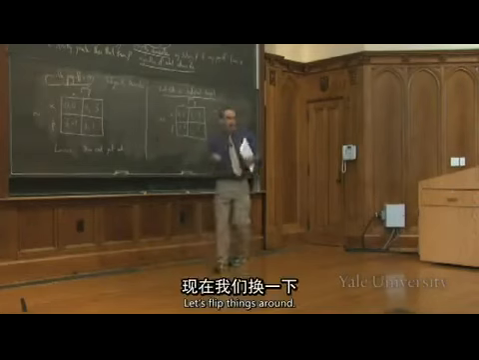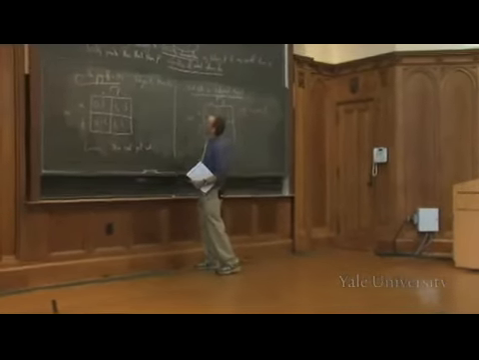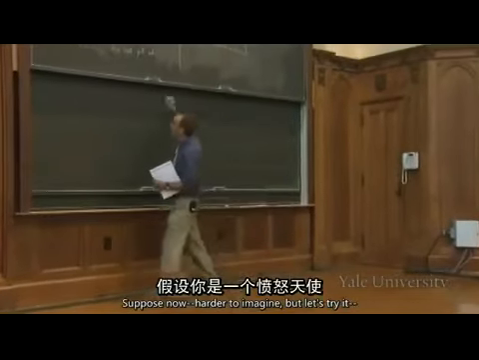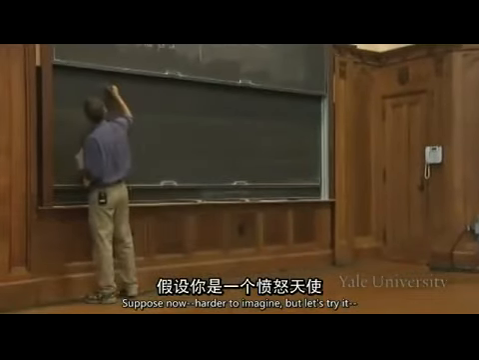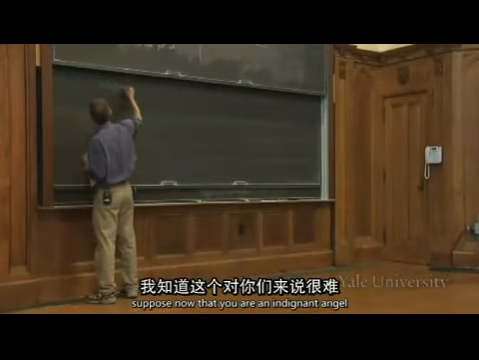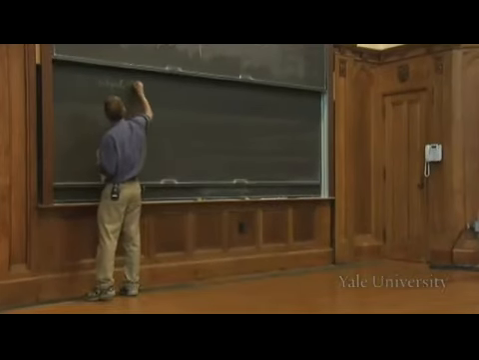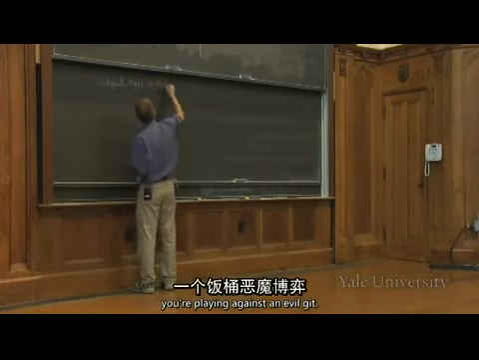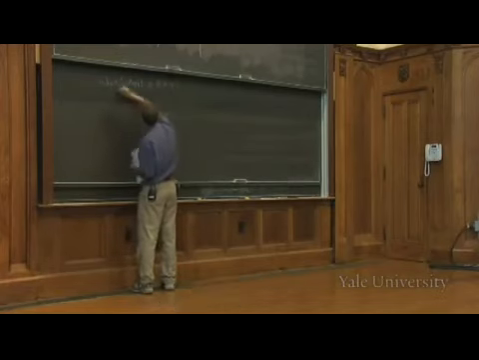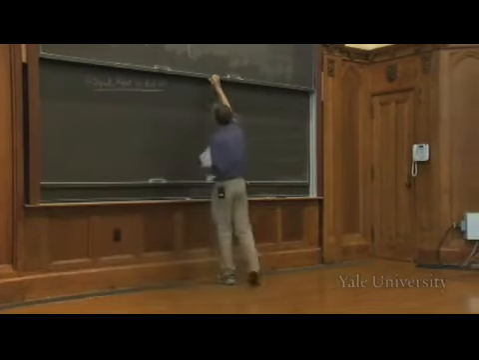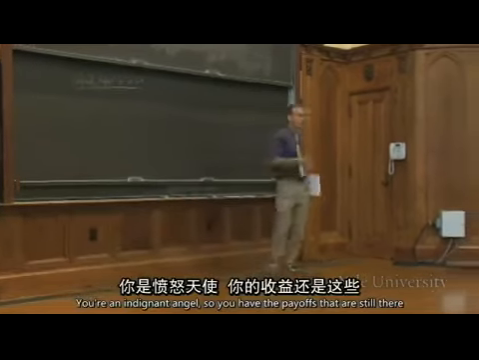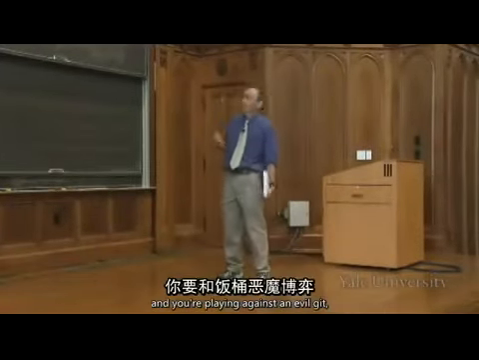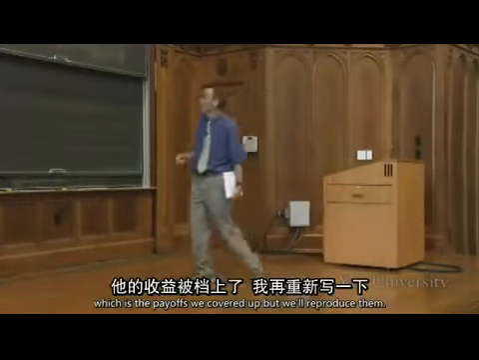All right, let's flip things around. Suppose now, harder to imagine, but let's try it, that you are an indignant angel, and you're playing against, and you know this, an evil git. You have the indignant angel payoffs that are still there, and you're playing against an evil git, whose payoffs we covered up, but we'll reproduce them.